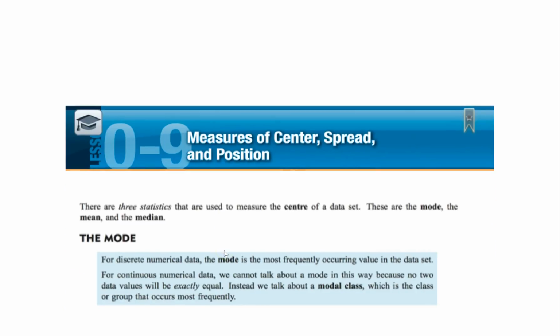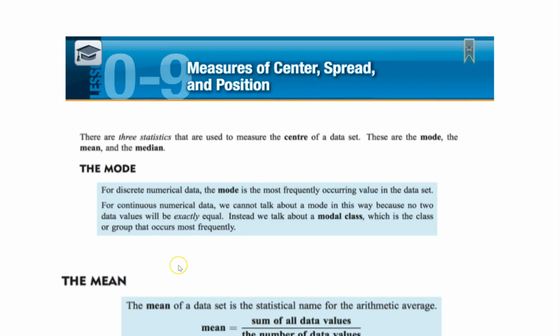Okay, now let's look at the next lesson that we're going to do here today. Now this one we're going to need a calculator. We're talking about measuring center, spread, and position. So all these guys you probably learned in grade school. We're going to go over them again. And then we're going to go a little further with our calculator.